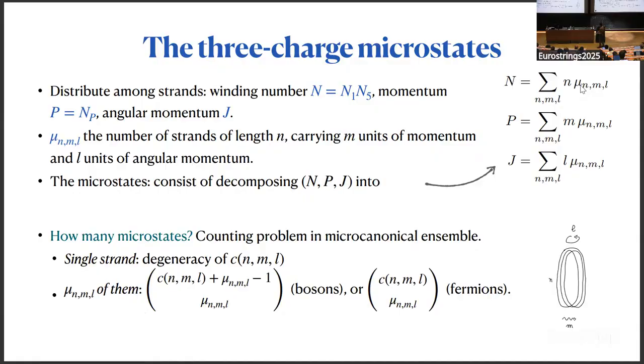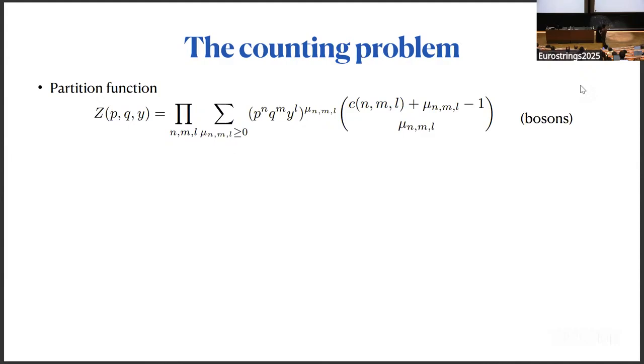How many microstates do I have? Well, this is a counting problem in the microcanonical ensemble. A single strand will carry a degeneracy of, let's say, c. But mu of them is going to carry a binomial factor whose exact expression depends on whether this strand behaves as a boson or as a fermion. And I can repackage all of this into a partition function. So this is what happens for bosons, but I could write the same for fermions.